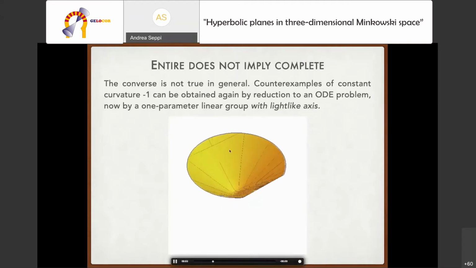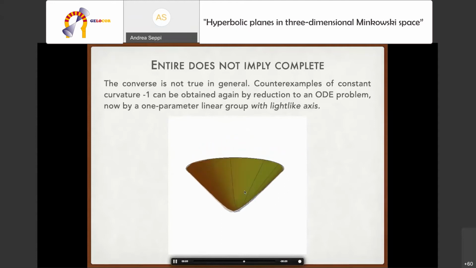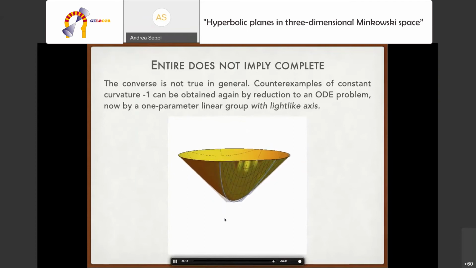So you see on one side, the surface looks very much like a hyperboloid, but on this side the surface is approaching a null plane very, very quickly. Here we are approaching a null direction very quickly, and that's the reason for incompleteness, although this surface is a Riemannian surface and it's properly embedded.